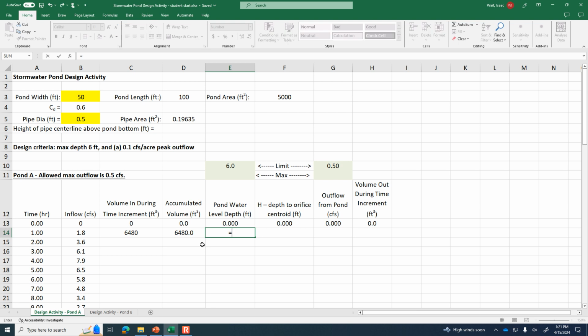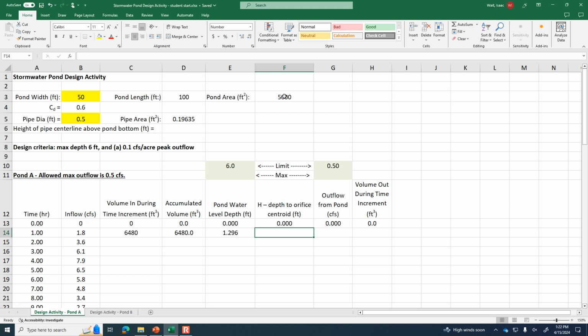Okay, the depth would be the volume that's in the pond divided by the area of the pond. So the area of the pond right now, we just started off with it being 50 feet wide and 100 feet long. So it is that volume of 6480 divided by the pond area, which means the water level right now is 1.3 feet, basically.